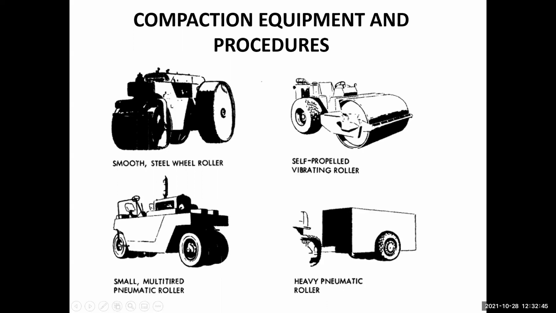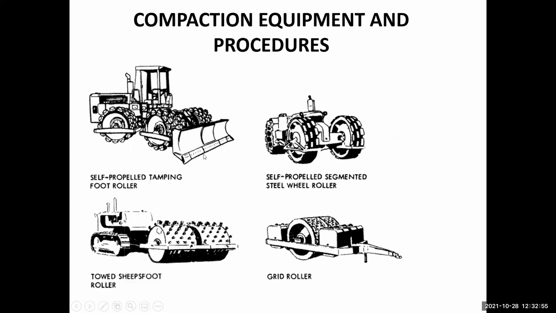So that means you can see that a very heavy weight has been there, and then that heavy weight is being pulled over the surface. This is another form, the self-propelled tamping foot roller. Therefore, in this roller, we have the tampings coming outside of the wheels or the drums. Okay, so these tamping efforts then provide the compaction.